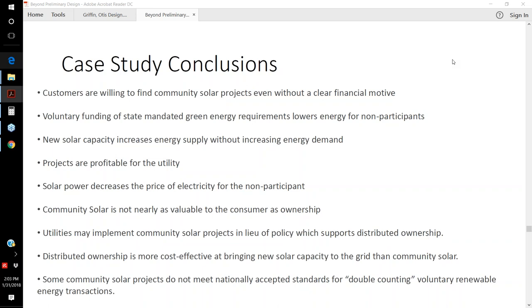Another advantage is that the utilities can do this to say we do have options for people who want to go solar, but they're on our own terms. And so they get to set the terms rather than just have their market space erode due to rooftop solar.